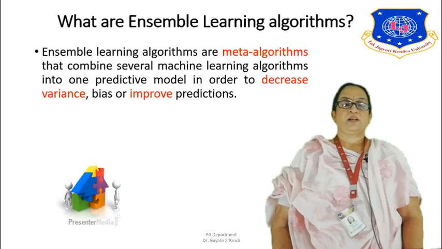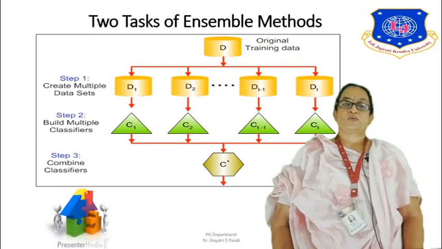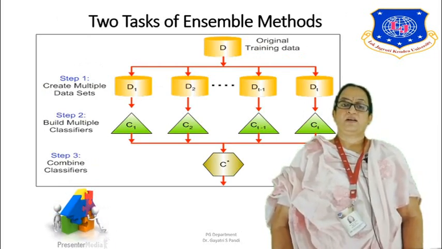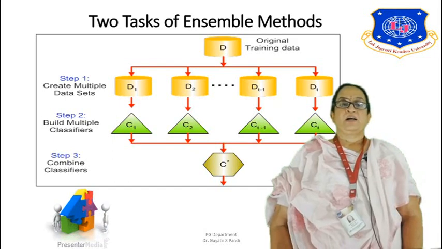So ensemble learning algorithms, as I told you, are meta algorithms that combine several machine learning algorithms into one predictive model in order to decrease the variance and bias, and it will improve the predictions. So this is another example where two tasks of ensemble methods are considered. Here you can see D is the original data, and at step 1 you are creating multiple data sets, right?